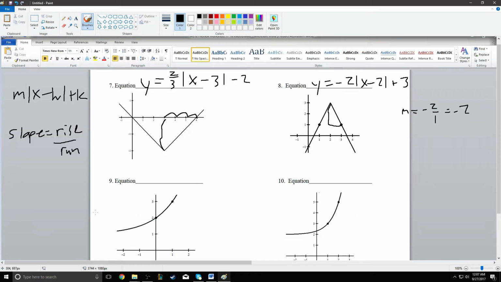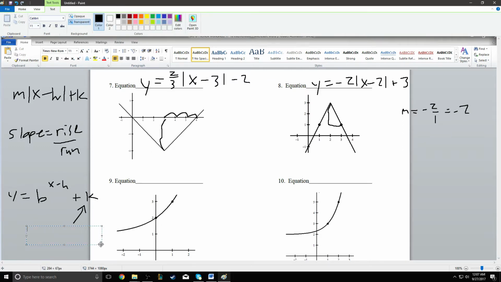Okay. 10. These are exponential functions. Exponential functions are a little different. b to the x minus h power plus k. k is what is referred to as your asymptote. Okay, that's what k is. k is your asymptote.